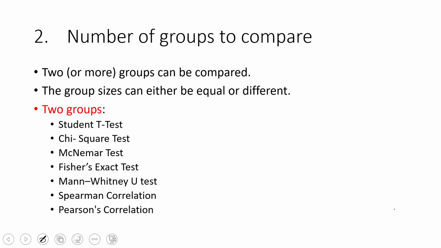The groups can either be equal or different. You might have equal numbers in group A, equal numbers in group B, or they might differ in the number of participants. So when you are comparing 2 groups, you can use a t-test. We call that the independent sample t-test, the student t-test. You can use the chi-square, McNemar test, Fisher's exact test, Mann-Whitney U test, Spearman correlation, Pearson's correlation. All these are in situations where you are comparing or checking the relationship between 2 groups.